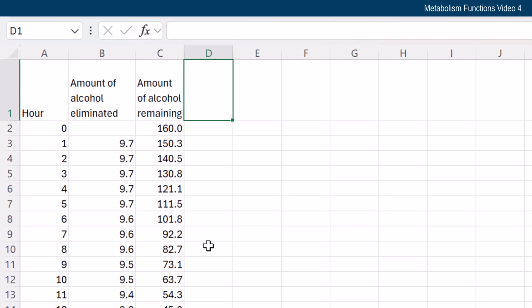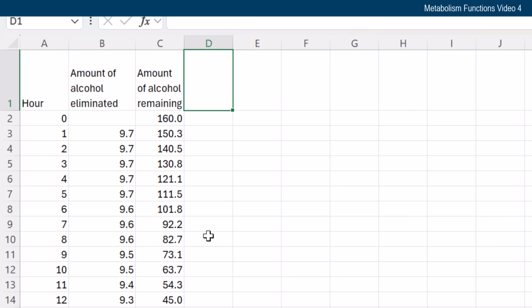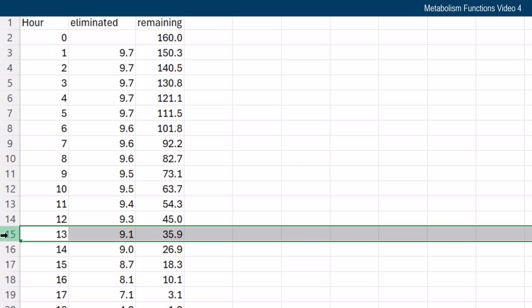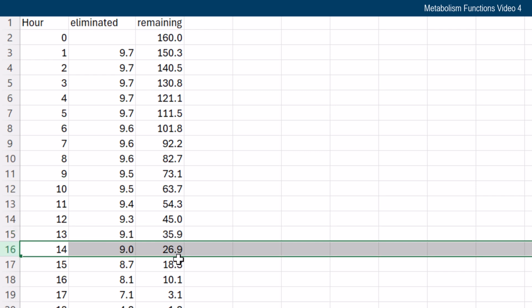Okay, so our original question was, suppose that a person drank 160 grams of alcohol, and that's how much is currently in their system. The big question is, how long must they wait before driving? And so remember, our threshold for a BAC of 0.08 is about 34 grams. So this right here tells us if they wait 13 hours, they will still have 35.9 grams of alcohol in their system. So they have to wait till the next hour before they are below that threshold of 0.08.